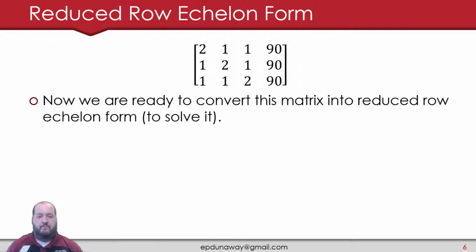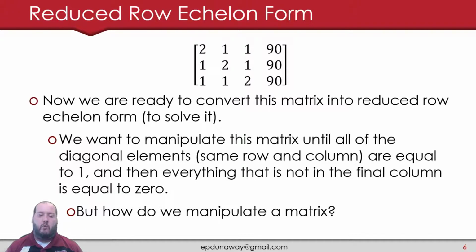But anyways, now that we have this in matrix form, we're ready to convert this into what we call reduced row echelon form. It's a fancy way of saying just to solve it. In order to do that, we have to manipulate the matrix until all of our diagonal elements, and the diagonal of the matrix is just when it's the same row and same column, are equal to 1. I have 2's all along my diagonal right now, but they all need to be equal to 1. And then everything else that's not on the diagonal or in that final column where I have all my 90's has to be equal to 0.